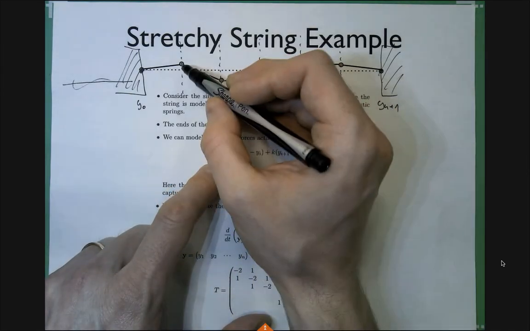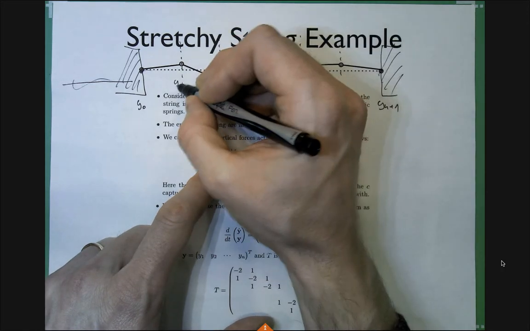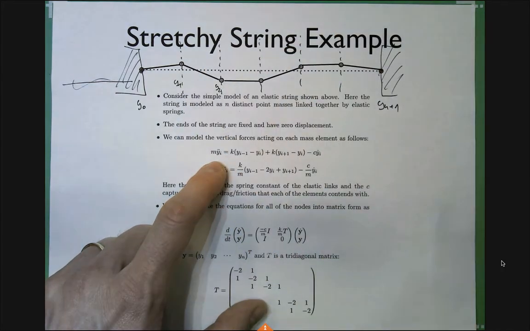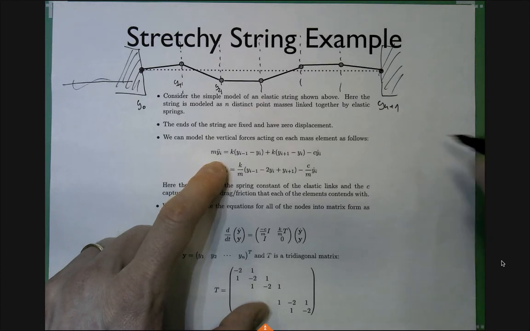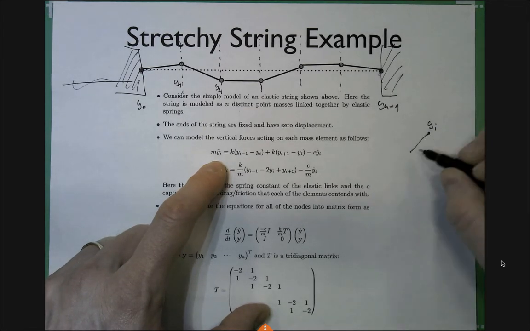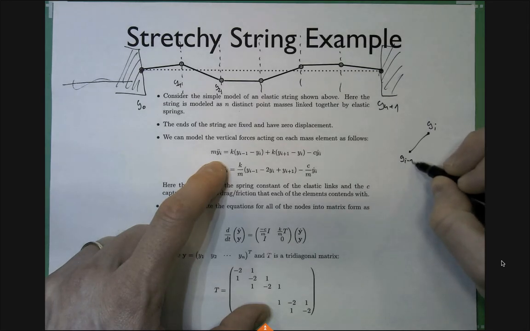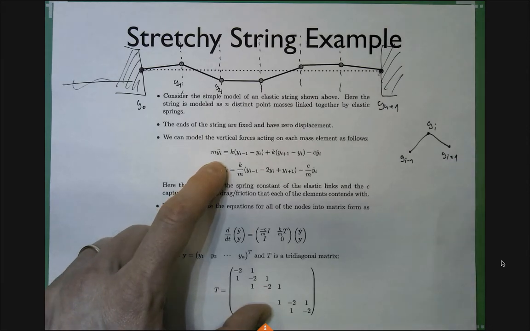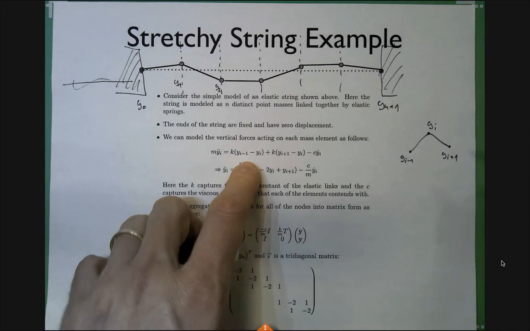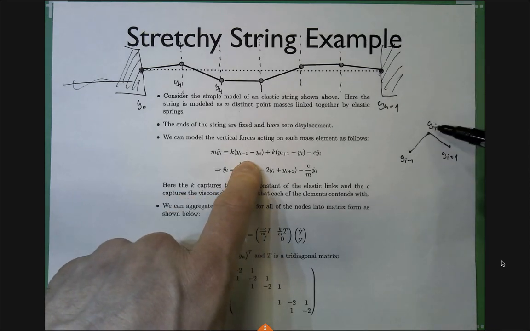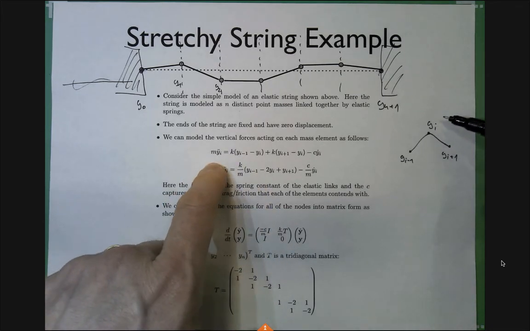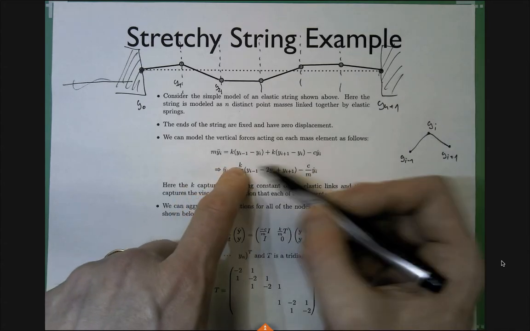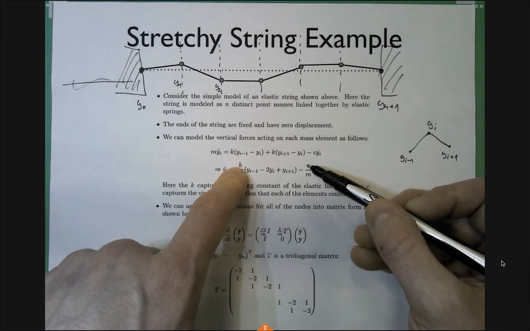So the degrees of freedom will be y1, y2, and so on, right? So in general, if I have a node yi, and it has some neighbors, for example, here's yi minus 1, and here would be yi plus 1. Then the forces acting on the node yi, so this is again Newton's second law of motion, okay? So this is mass times acceleration equals the forces. And I'm explaining what the forces are.